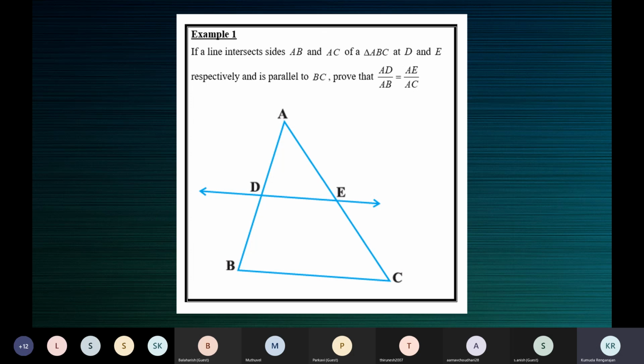Okay, what's the result by BPT? Now that DE is parallel to BC, what's the result by BPT, children? AD by DB is equal to AE by EC. Yeah, so because in the triangle DE is parallel to BC, by BPT we have AD by DB is equal to AE by EC. Now this one is AD by AB. So whenever you're getting the full side, AB and AC, it is got by adding 1. See the denominators, AB and AC. When you have the full sides AB and AC, to this result by BPT, we need to add 1. But the thing that should come to your mind is, should I add 1 as it is, or should I take reciprocal and then add 1?